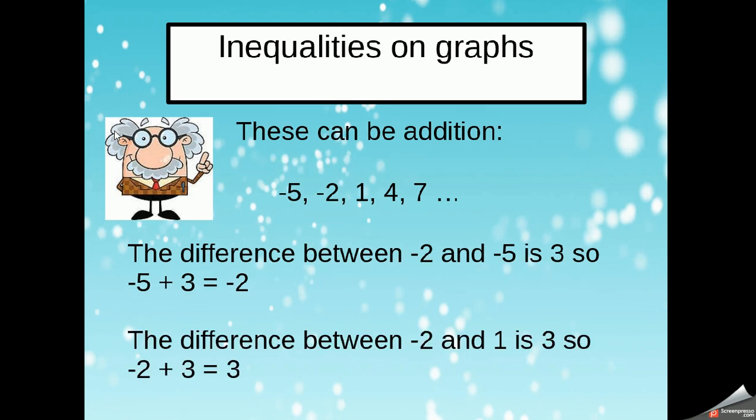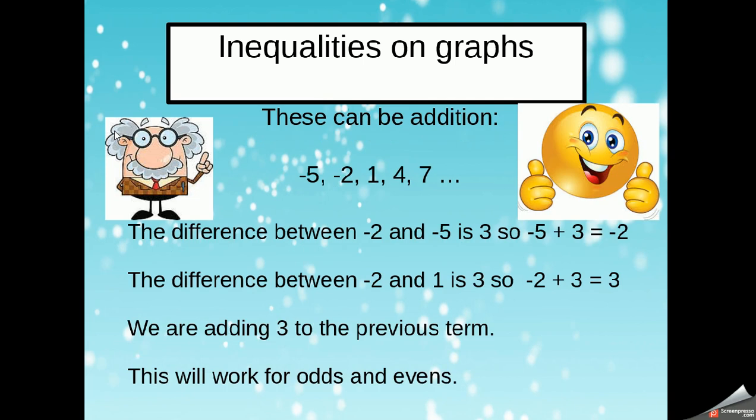And I always look at the second two numbers as well. It's important not to miss the first one. We'll see why in a second. And the difference between -2 and 1 is 3. So therefore, the amount that we're going up by is staying the same. It's 3 every time, and it's addition. So we can simply say that we are adding 3 to the previous term.